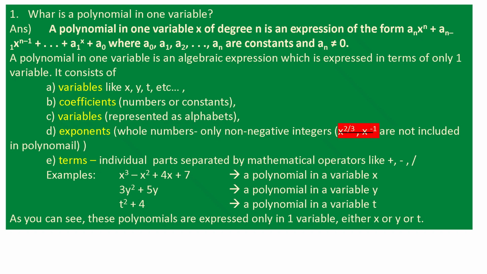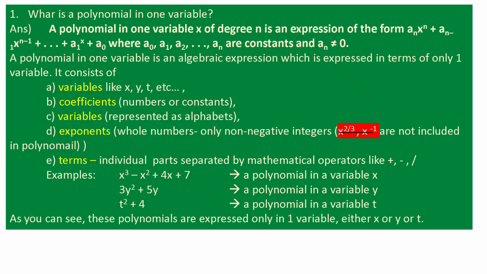What are the components of a polynomial? It can consist of variables like x, y, t, etc. Coefficients. What are coefficients? They are the numbers or constants. If you look into the polynomial mentioned in the first line, the coefficients are a_(n-1), a_1, etc. Variables. They are represented by alphabets. In the polynomial, the variable that is being used is x.